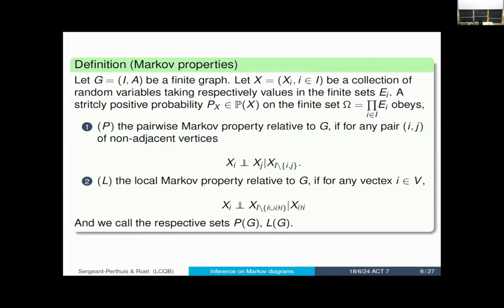The simplest one being this one, which says that... this one is the simplest to understand. If you take a node and you look at its neighborhood in the graph, you want to say that if you condition on the neighbors, then you're independent of what's not around the node. Both are equivalent if you assume that P is strictly positive. This information allows you to restrict the space of distributions you consider.